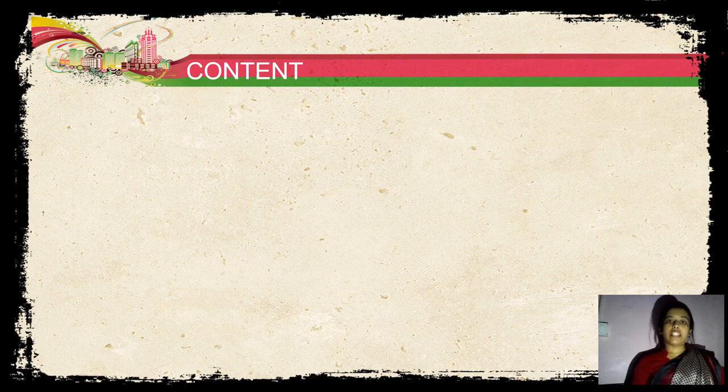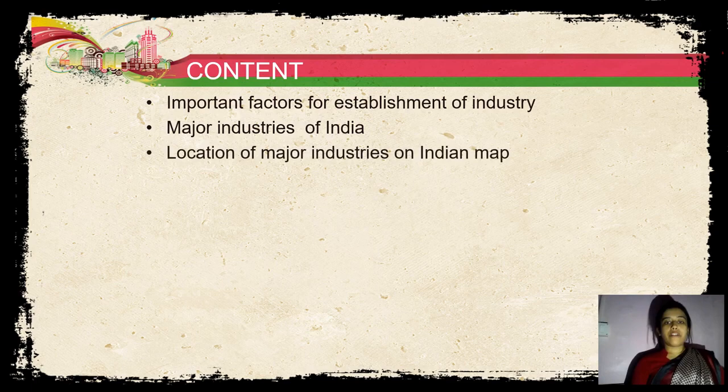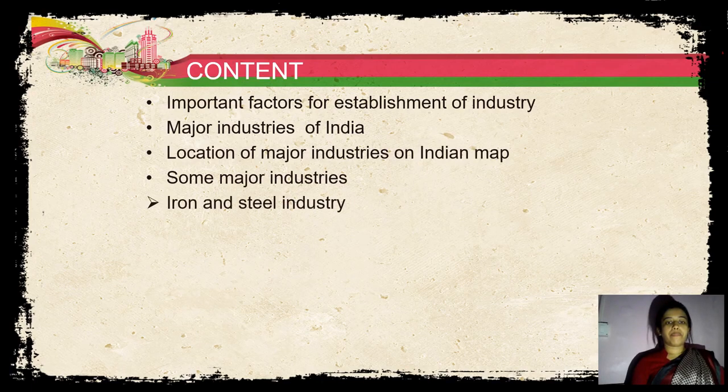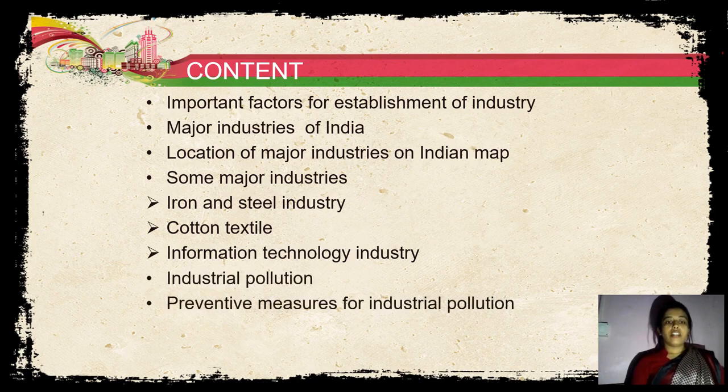Dear students, in today's class we will cover these topics: important factors for establishment of industry, major industries of India, location of major industries on the Indian map, some major industries, and then we will discuss some important industries of the world like the iron and steel industry, cotton textile industry, information technology industry, industrial pollution, and some preventive measures for industrial pollution. So let's start our class.